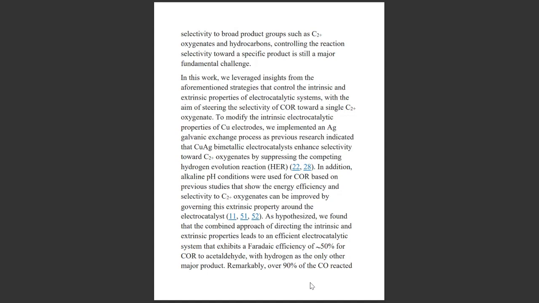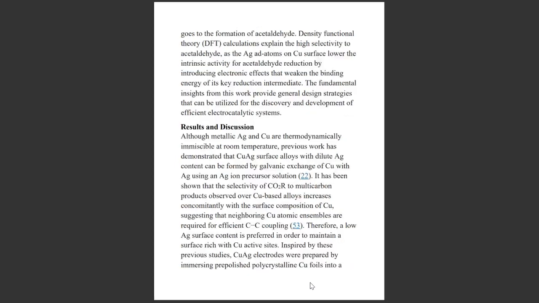In addition, alkaline pH conditions were used for COR based on previous studies that show energy efficiency and selectivity to C2+ oxygenates can be improved by controlling the local pH around the electrocatalyst. Our hypothesis was that a combined approach of tuning intrinsic and extrinsic properties leads to an efficient electrocatalytic system that exhibits a Faradaic efficiency of 50% for COR to acetaldehyde, with hydrogen as the only other major product. Remarkably, over 90% of the CO reduction current goes to the formation of acetaldehyde.